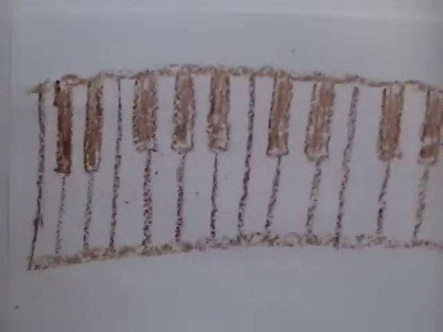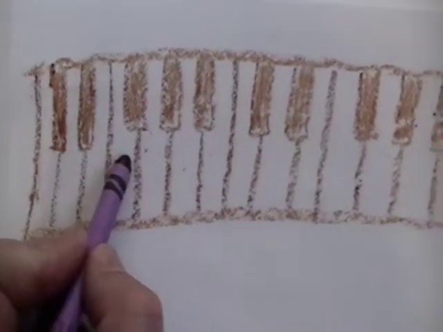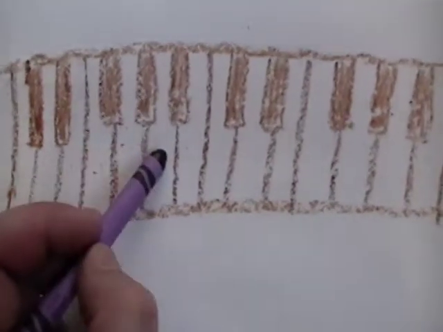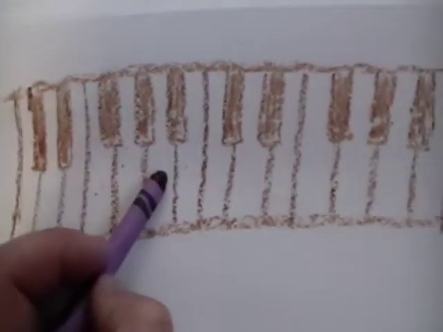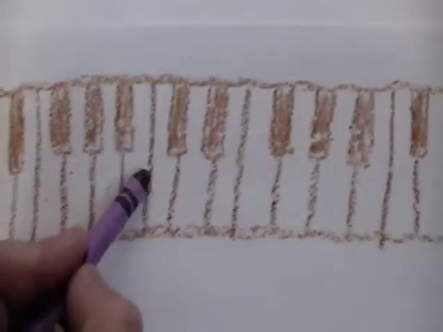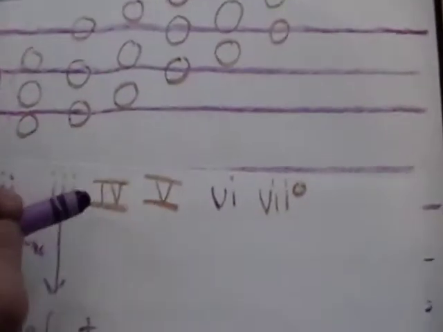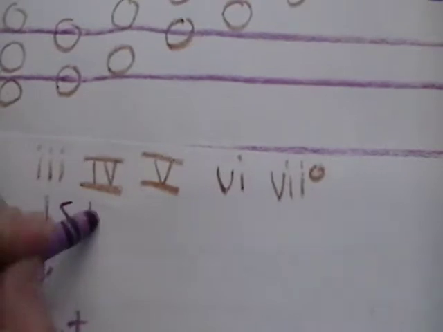F, A, C. We already know that it's major because I gave you the answer already with the Roman numerals. F, half, half, half, half, there's A. So that's a major third on the bottom. A to C, half, half, half. That's a minor third on top. Major third on the bottom, minor third on top. That's a major chord, hence the capital Roman numeral 4. And the 4th scale degree is called subdominant.